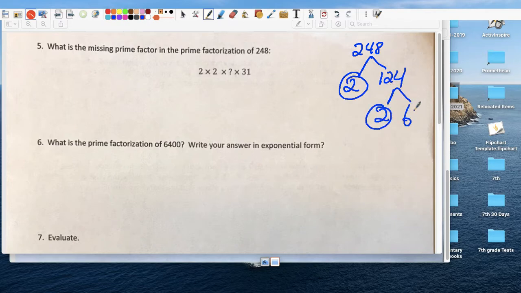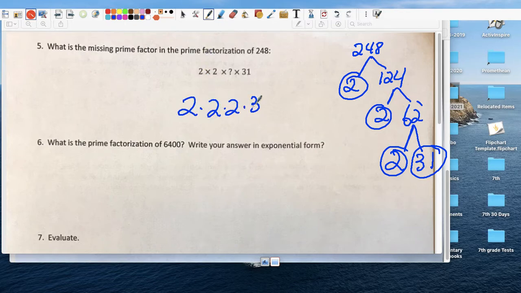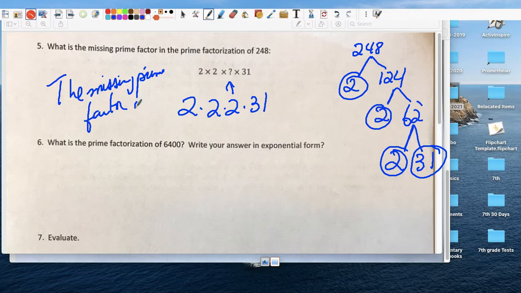And you can say 62, right? Divide 124 by 2, you got 62. 62 again, we can go one more time. 2. And 62 divided by 2 is 31. Circle. 31, can we break it? If you look at your chart, you're going to see that's a prime number, and we can't break it. So the prime factorization of 248 is 2 times 2 times 2 times 31. So what's the missing number? The missing number is the missing prime factor. So the missing prime factor is 2. That was the number missing.